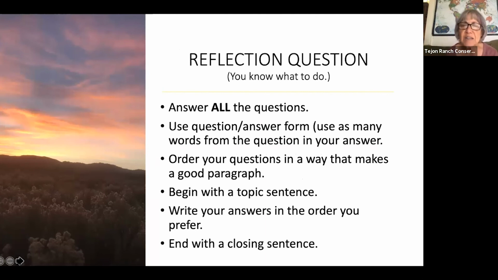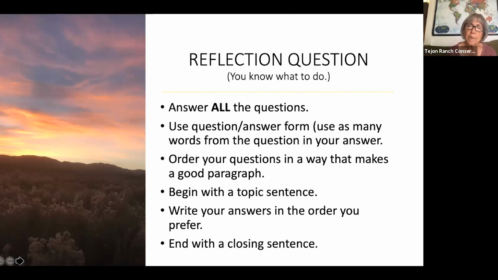And I know you know what to do, but I'm going to remind you anyway. You answer all the questions that I'm asking you. Don't pick and choose, they're all important. Use question answer form, which uses many words from the question in your answer. Order your questions in a way that makes a good paragraph. Number those answers so that when you rewrite it in paragraph form, you'll put them in that particular order.